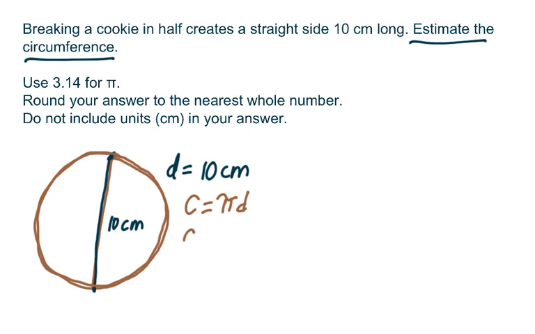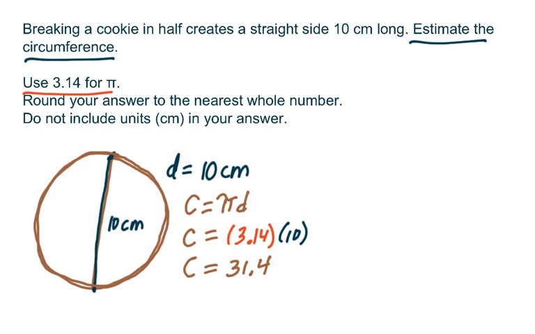So I'm looking for circumference. I'll leave that there. The problem does say that I need to use 3.14 for pi. And then I do know that my diameter is 10. This is pretty straightforward to multiply because I'm multiplying by a power of 10. So I'll end up with 31.4, or 31 and 4/10.